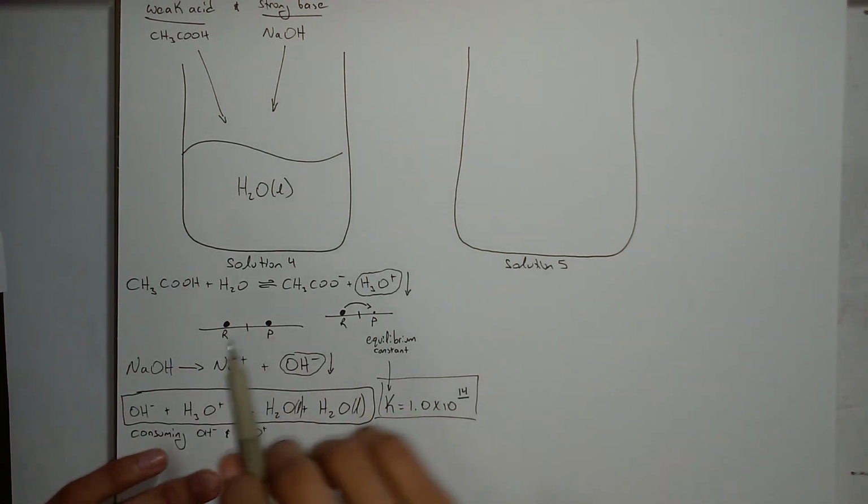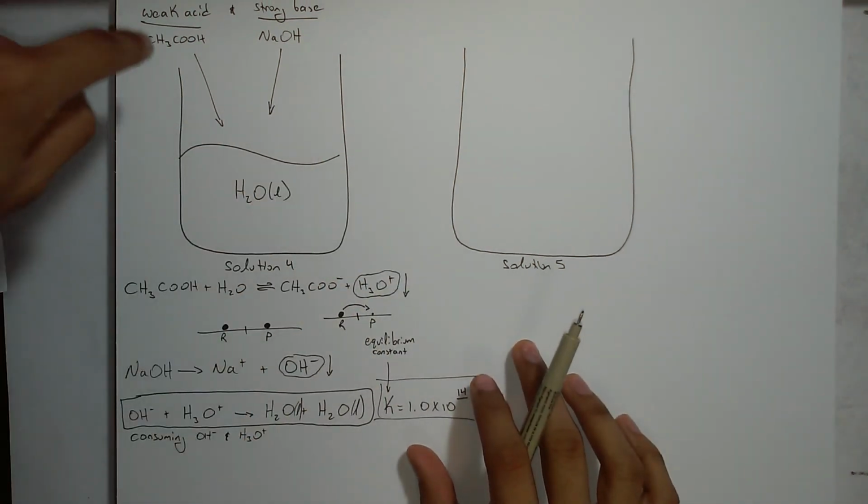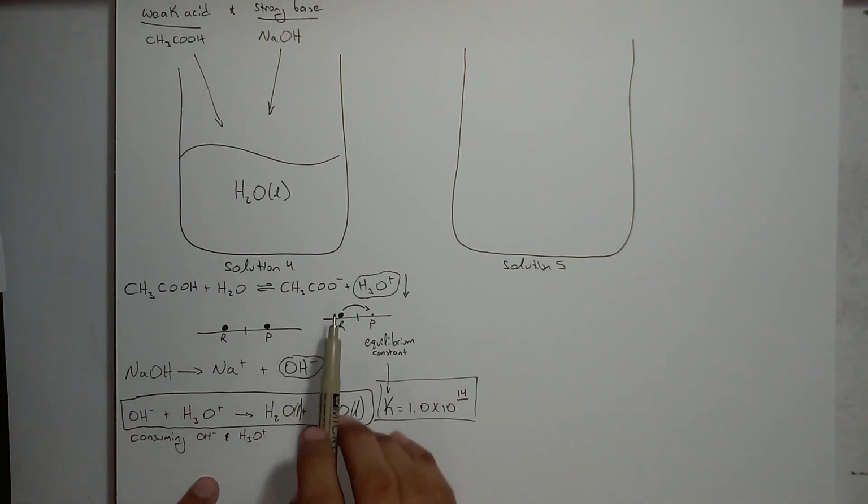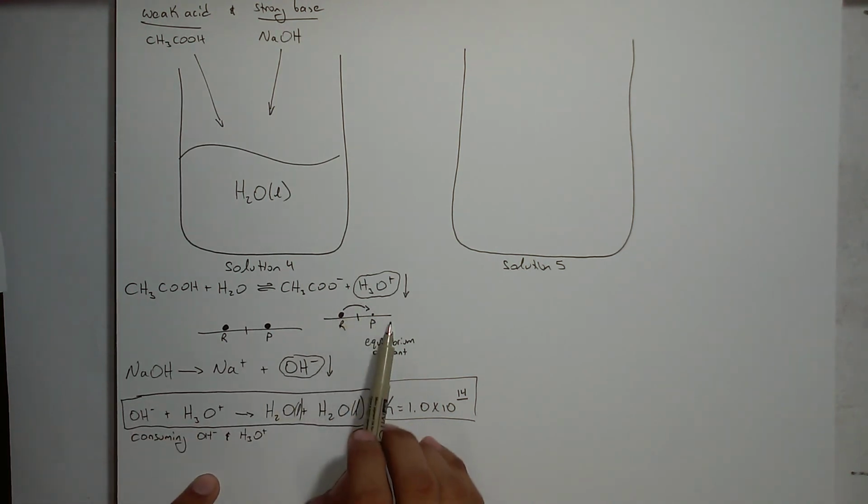Now let's do one more. So that was solution 4. We were mixing a weak acid with a strong base. And we noticed in this particular case that the reaction shifts in the forward direction.